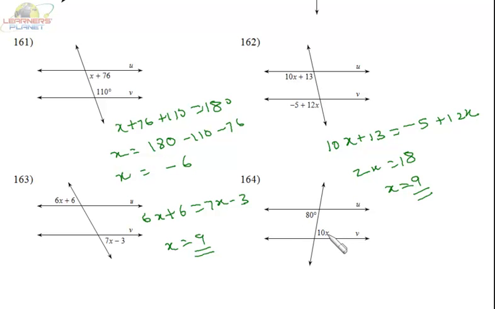In this case, they are alternate interior angles. So if both of them are same, the lines will be parallel. So 10x is equal to 80, or we can say x is equal to 8. Okay.